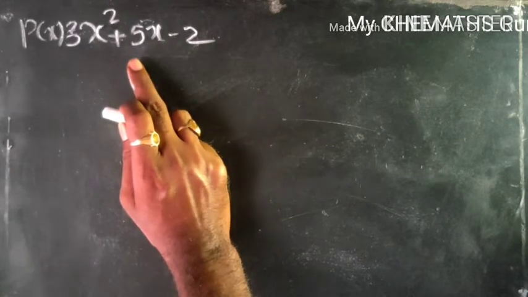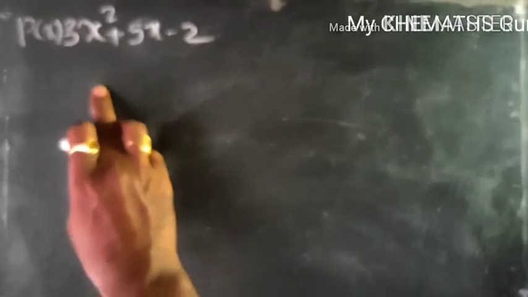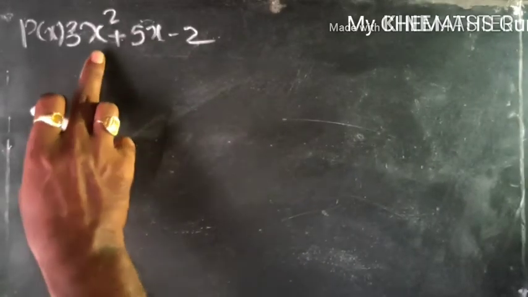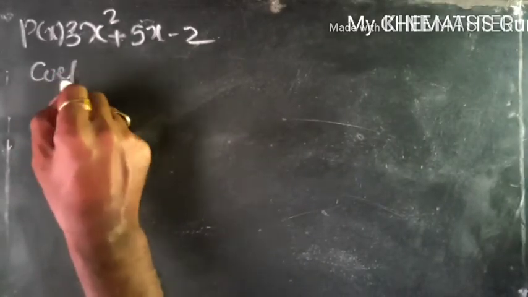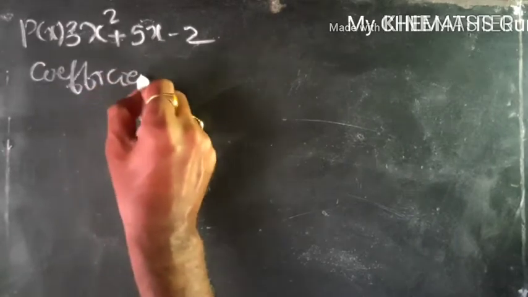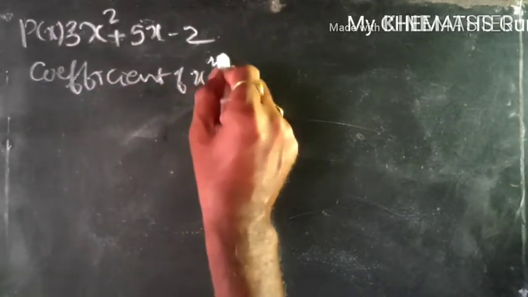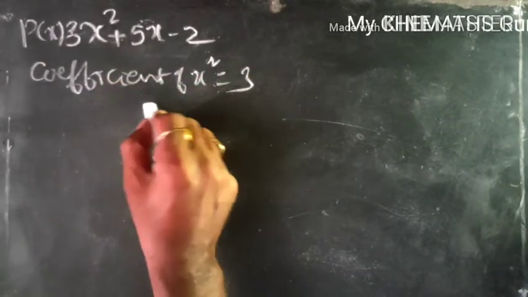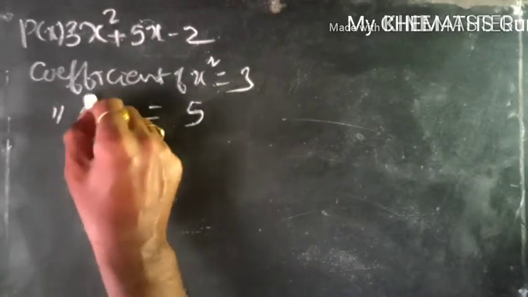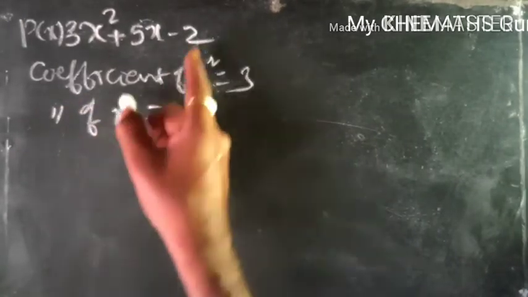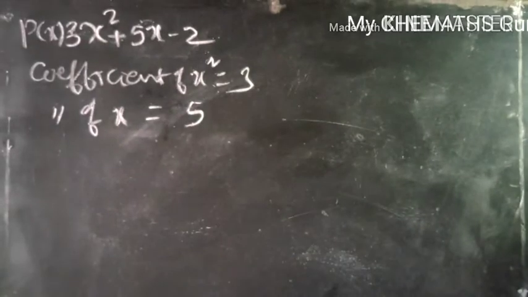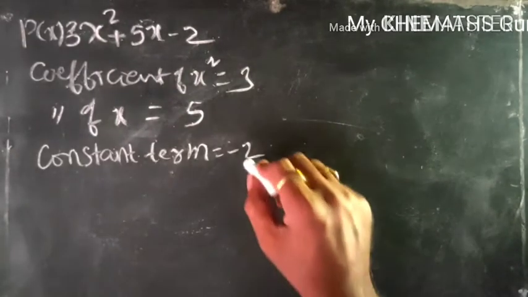First, what are the coefficients we discuss here? What is the coefficient of x square? 3. Coefficient of x is equal to 5. And what is minus 2? It is a constant term. Constant term is equal to minus 2.